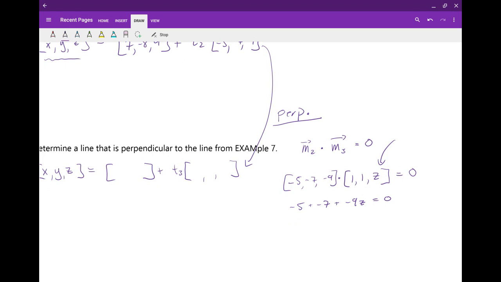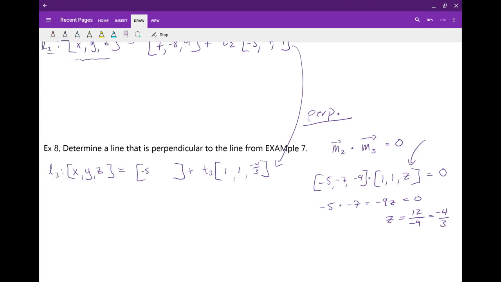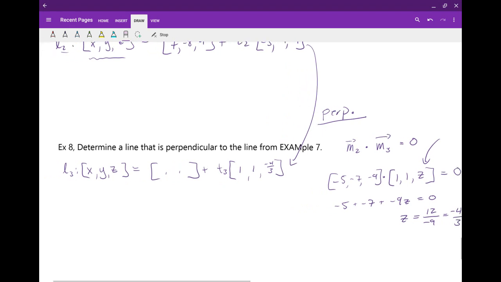And so if I add 7 and 5 over to the other side, I'm going to be getting 12. So z is 12 over negative 9, which I guess we can write as 4/3. And so 1, 1, negative 4/3 is our vector. And we got negative 5, negative 7, negative 9. No, that's not correct. I mean, I can write that in here, but I don't want to just write it casually like that. Question is what point goes in here, right?